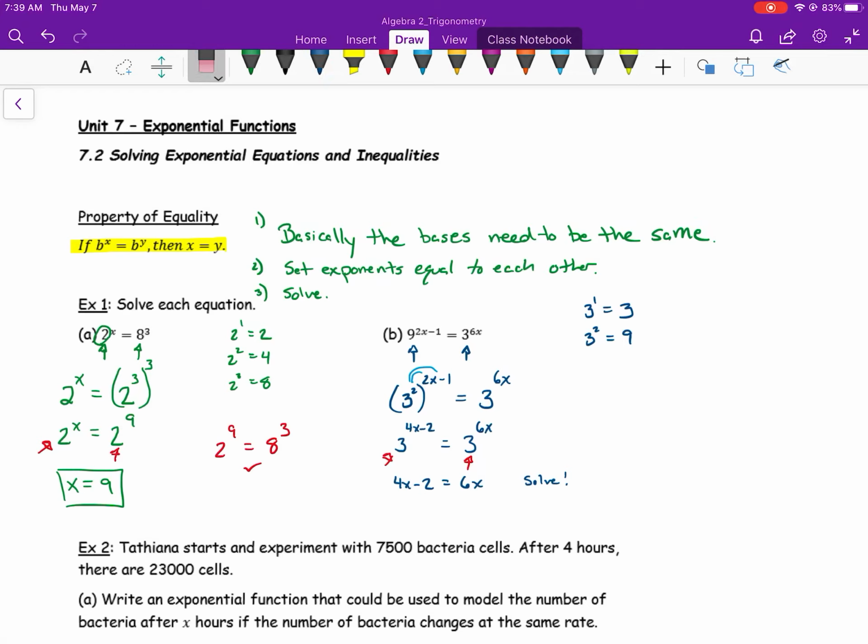I won't add 2. I lied. Leave that there. I'm going to subtract 4x. So I get negative 2 is equal to 2x, divided by negative... Sorry. It's actually still pretty early, so my brain isn't firing on all cylinders 100% yet. So divide by 2, divide by 2. So then we get x equals negative 1. There we go. So it's as simple as just making the bases the same and then setting the exponents equal to each other and solving.